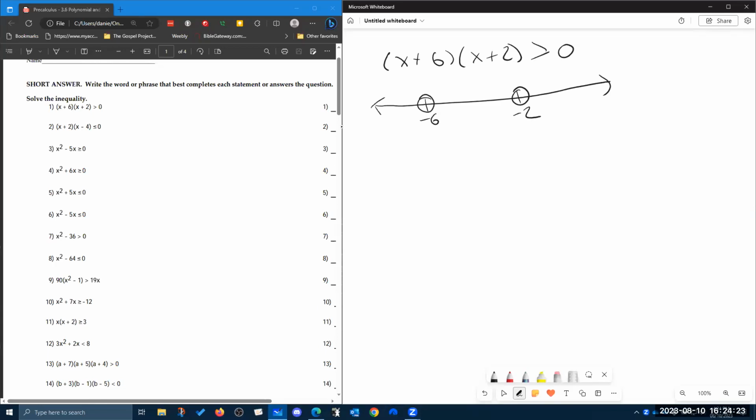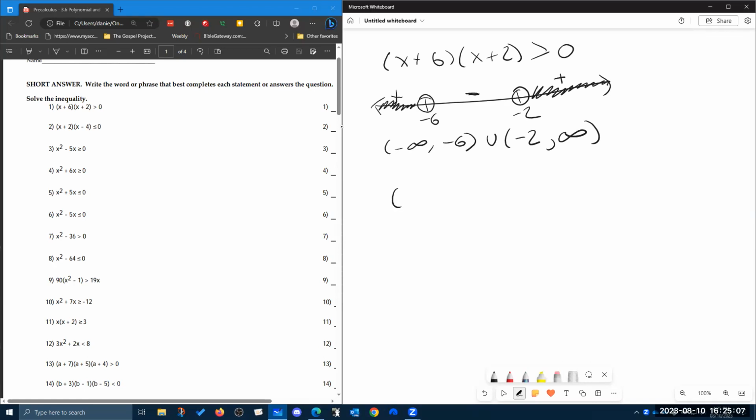Anything greater than -2 would have a positive times a positive, which would be positive. Anything between -6 and -2 is going to be a positive times a negative, which would be negative. And anything less than -6 is going to be a negative times a negative, which is going to be positive. The things that are greater than 0 are the positive values. So my solution set to this in interval notation is -∞ to -6, not included, union -2, not included, to +∞.